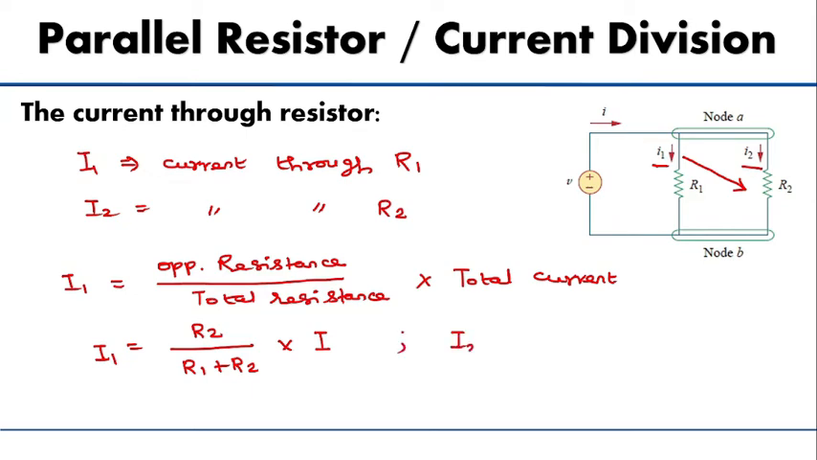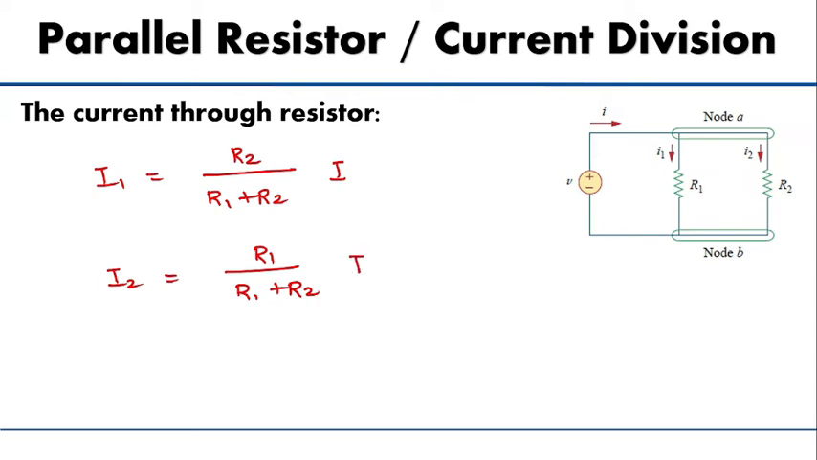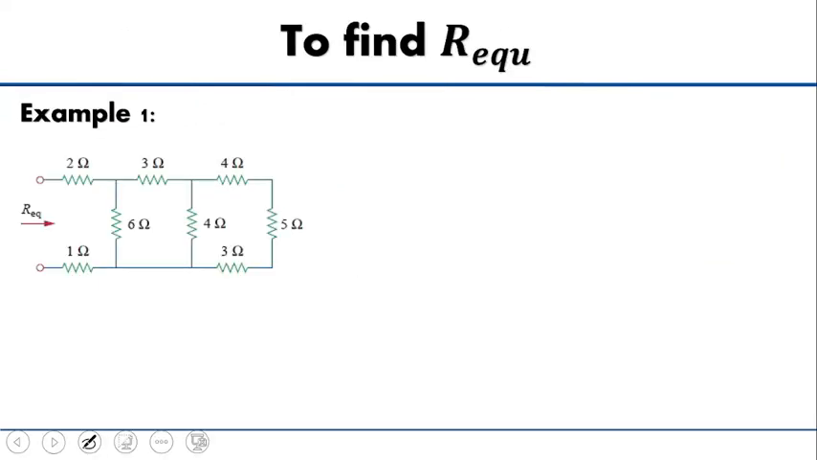Similarly, for I2 the opposite resistance is R1. So it is R1 divided by R1 plus R2, into the total current I. Therefore, the formulas are I1 is equal to R2 by R1 plus R2 into I. Similarly, I2 is equal to R1 divided by R1 plus R2 into I. Let us see some examples to find out R equivalent.